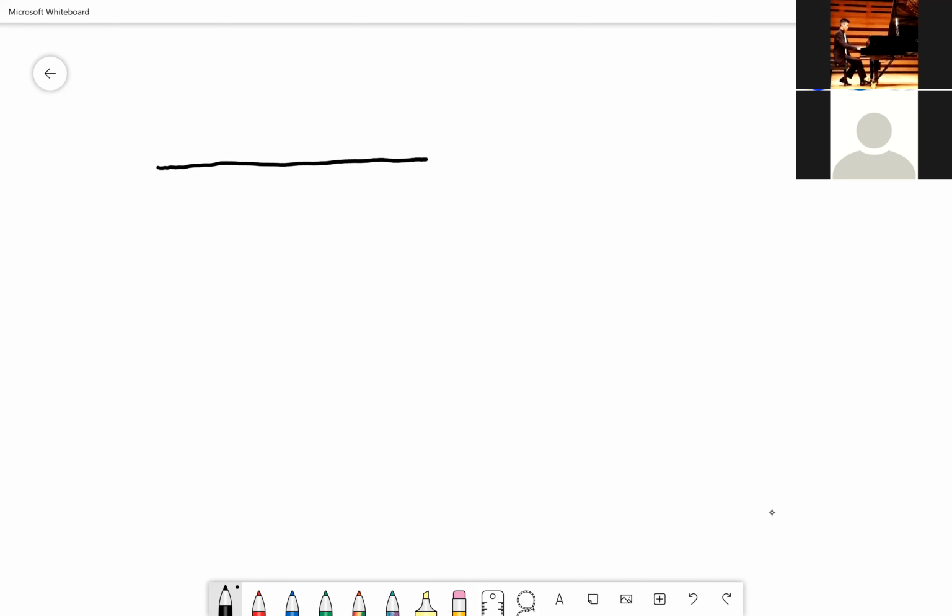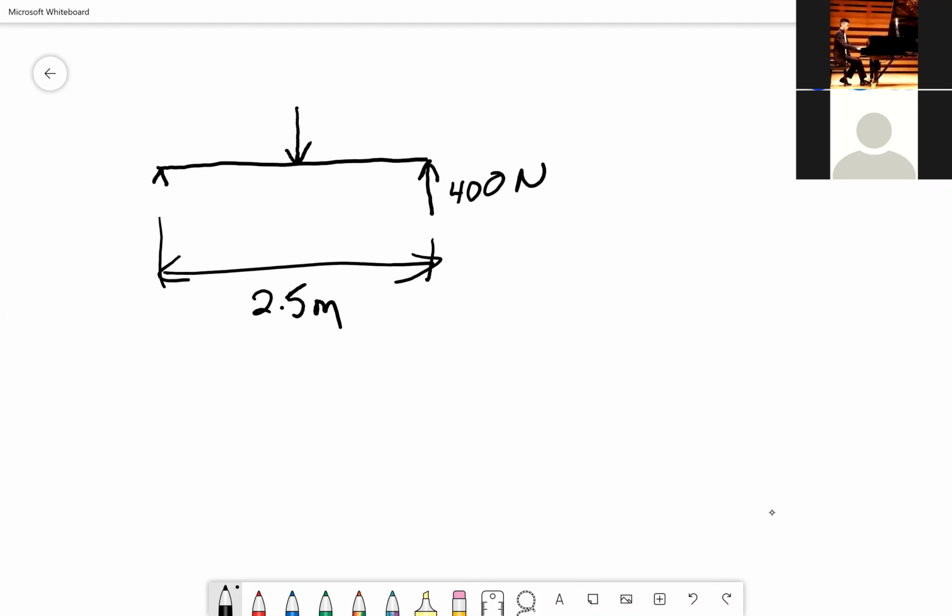Okay. So what would happen is basically you have a pivot here, and you have the scale here. And you have the weight of the person here. You know that this distance is 2.5 meters. You know that this is 400 newtons. And you know that this is 600 newtons.